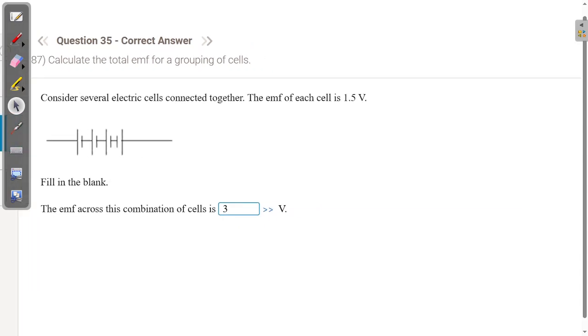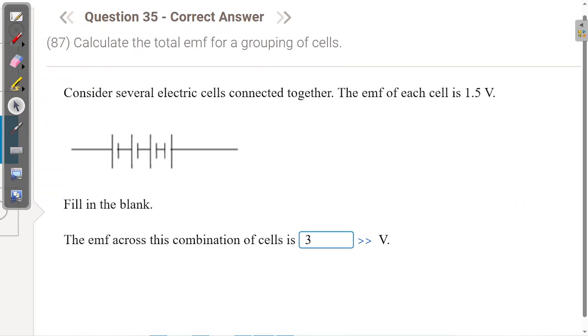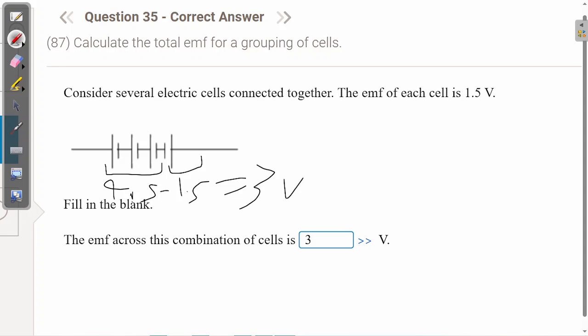EMF across both sides is what? Each one is 1.5, so these two are facing the same direction, they will be 4.5. This one in the opposite direction, 1.5 minus, you're gonna get 3.